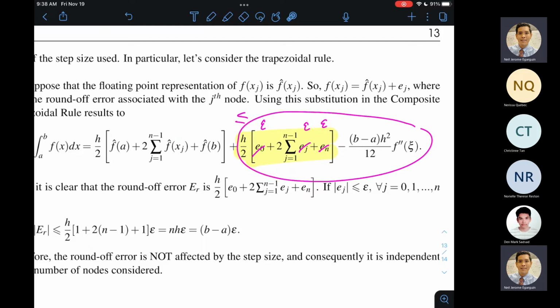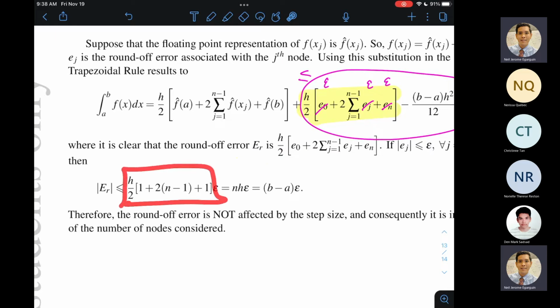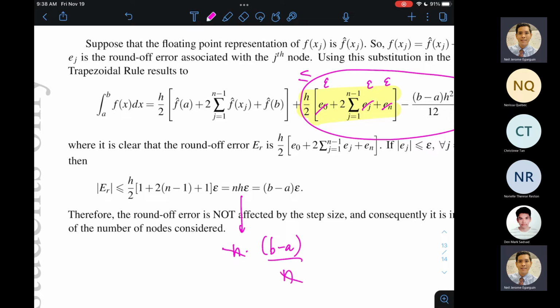All right. So pag sinimplify natin yan, pinalitan natin yung mga e sub j's by the machine precision epsilon, which is an upper bound for the truncation error. Ganito lang yung mangyayari sa kanya. So yung round-off error ay equals to h over 2 times this guy times epsilon. Performing the math will give us nh epsilon. Pero yung nh, siya lang ay n times b minus a all over n. You can cancel the n's. So, ang matitira na lang na bound natin sa truncation error ay b minus a times epsilon.